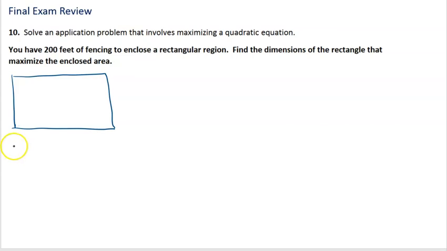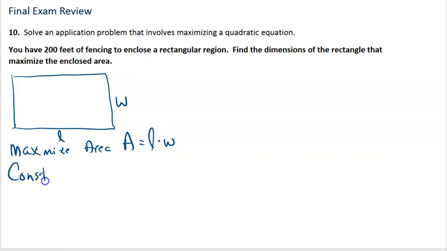So if I want to maximize area, then I'm going to need to call it something. How about area equals, and how do you calculate area? Well, it's length times width, right? So if you want to call this the length and this the width, that sounds like a good idea. So area equals length times width. All right. But then we have this thing called a constraint equation.